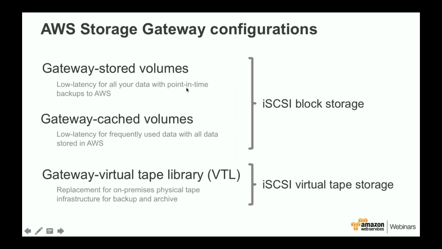You can have gateway stored volumes, where the data is actually stored on the gateway in your system, and then it makes point-in-time snapshots to AWS. You can have gateway cached volumes, where all the data is stored in AWS, and the most frequently accessed data is stored locally on the gateway appliance. And finally, you can replace your tape drives with a virtual tape library, giving you an iSCSI device that looks like a tape, but you get rid of the hassle of managing tapes.